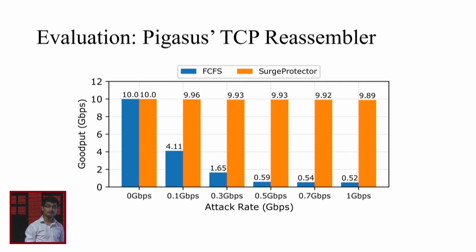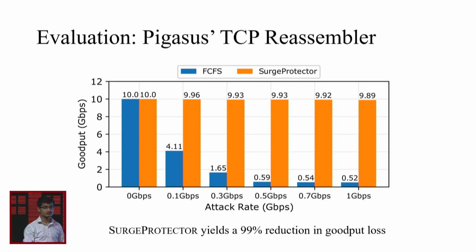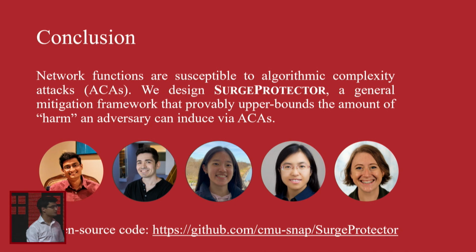However, as we increase the attack rate, we find that FCFS has a significant cliff. So for example, with just 0.3 Gbps or 300 Mbps of attack traffic, the adversary is able to displace roughly 8.5 Gbps of innocent traffic. So overall, we see that in the context of both applications, SurgeProtector yields a 90 to 99% reduction in goodput loss.